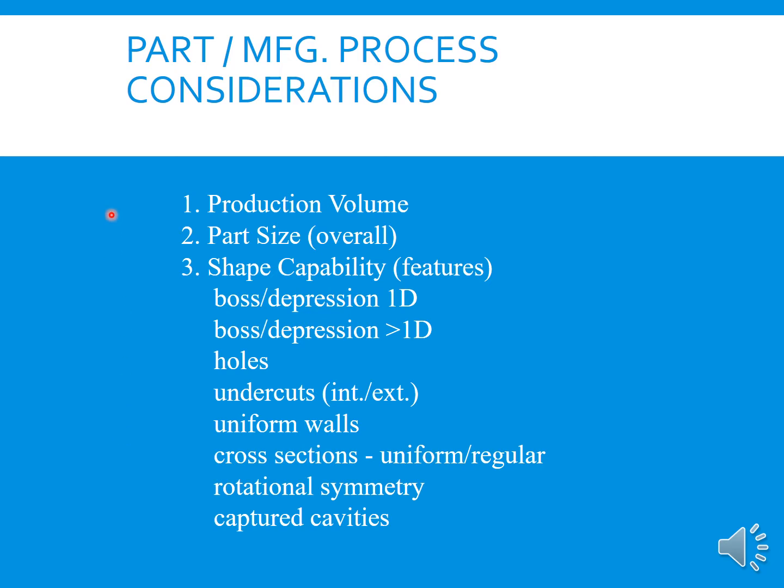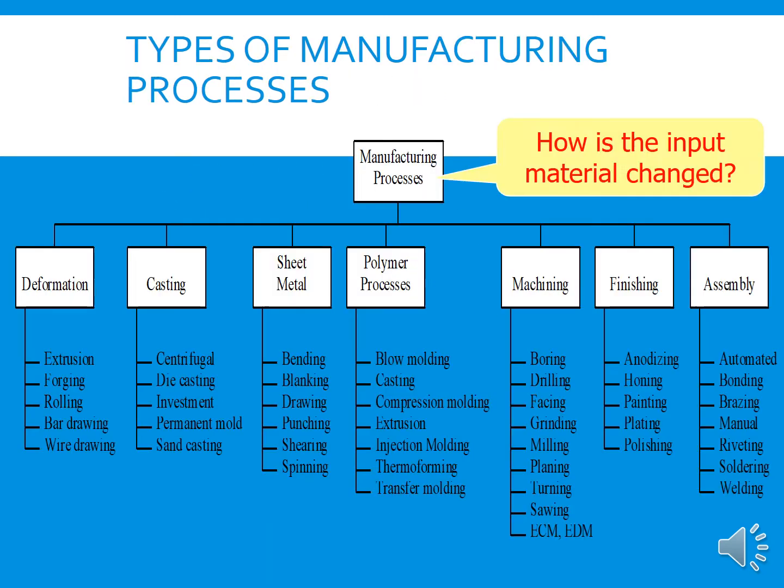How do we consider the part for the manufacturing process? First, we must know the production volume. How many parts do you want to produce in one year? For example, 1,500,000 and so on. Part size overall: the dimensions X, Y, Z, the height, length, and width. And then the shape capability features. For example, boss with one dimension, boss with more than one dimension, hole, undercut, uniform wall, cross section, rotation symmetry, and capture cavities. Okay, consider these three items.